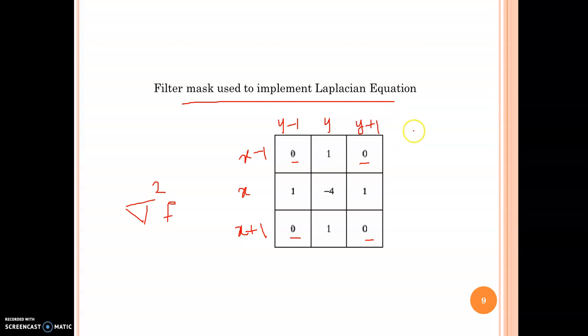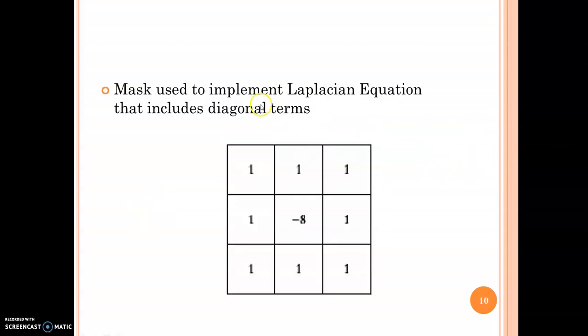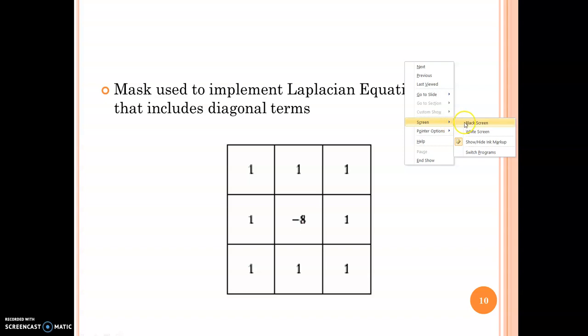So this equation is simplified. You can just implement this equation by using a simple mask like this. Okay, so this is the common mask. You can modify this mask. You can include the diagonal elements as well, so that you can modify this mask.